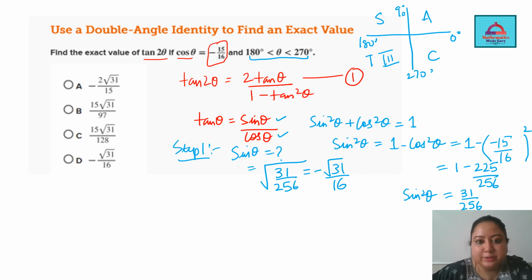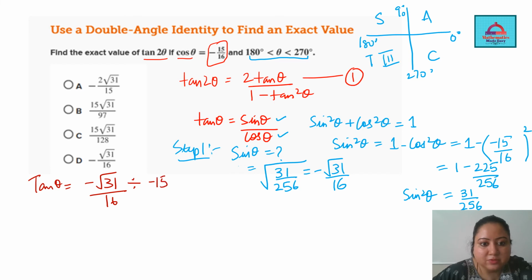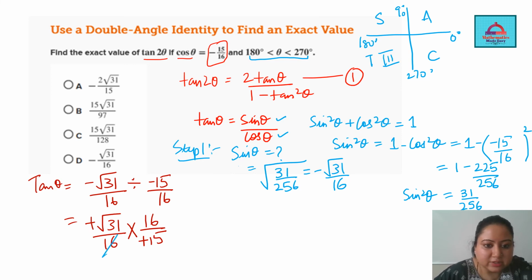So you have sine, you have cos. Let's find tan now. So tan of theta is negative square root of 31 over 16 divided by negative 15 over 16. So this is given to you in the question. So we change division to multiplication, take reciprocal, and now your negative and negative becomes positive. 16 and 16 is gone. So you have tan as square root 31 over 15.